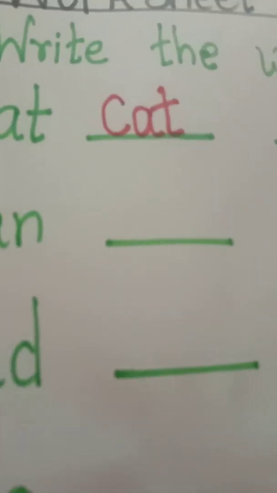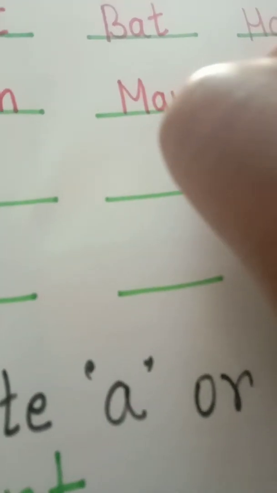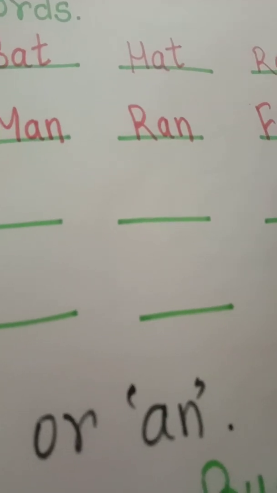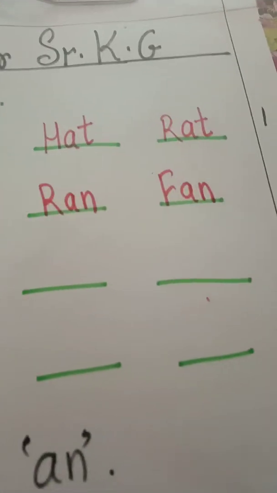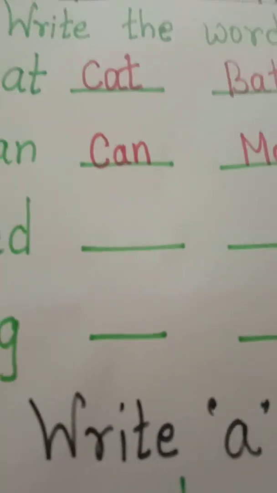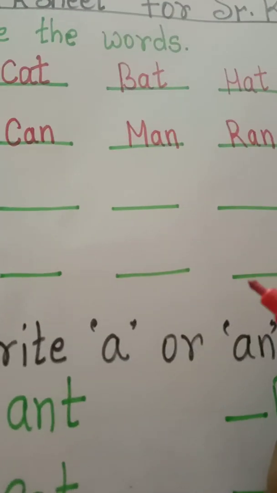Now in the same way we have to write the words ending with an. So here you can write CAN, can, MAN, man, RAN, ran, FAN, fan. And I know you all know these 3-letter words. These become the rhyming words also, and it's very enjoyable to do this worksheet.